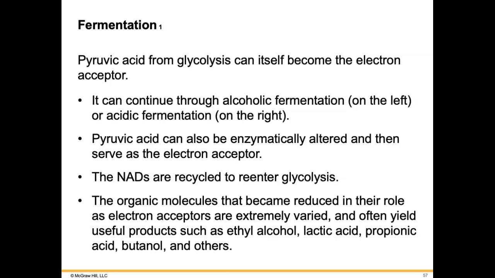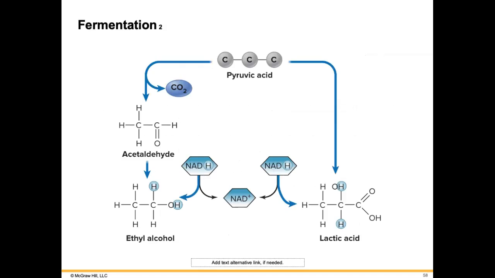So in this case, pyruvic acid is the electron acceptor, and it just kind of recycles that back and forth. It can continue through alcoholic fermentation or acidic fermentation, and that's up on the picture coming up. That's why it says on the left and on the right. Pyruvic acid can also be enzymatically altered and then serve as the electron acceptor. The NADs are then recycled and re-enter glycolysis, and this cycle keeps going over and over again. So you can see here, pyruvic acid, we know that from glycolysis, and then we can go this way and make an alcohol, or we can go this way and make acids.